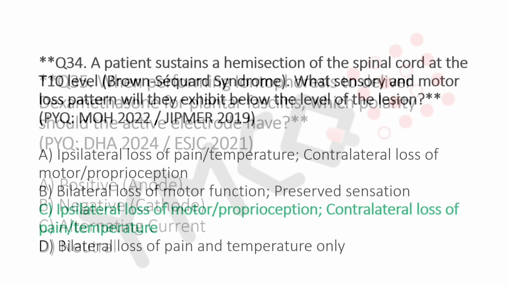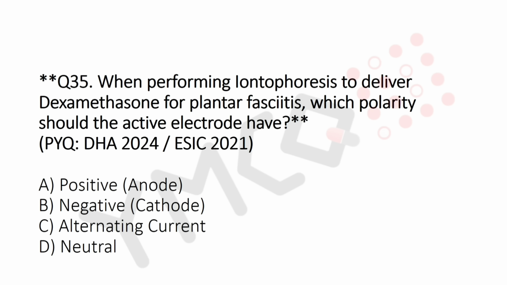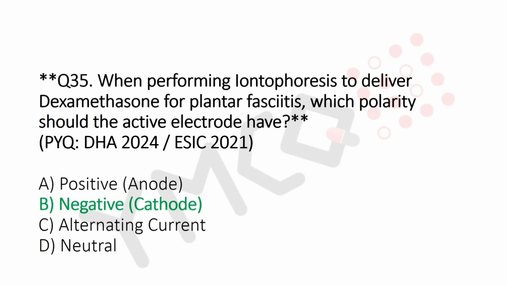Now let's move to question number 35. When performing iontophoresis to deliver dexamethasone for plantar fasciitis, which polarity should the active electrode have? Option A, positive anode. Option B, negative cathode. Option C, alternating current. Option D, neutral. And the answer is option B, negative cathode.